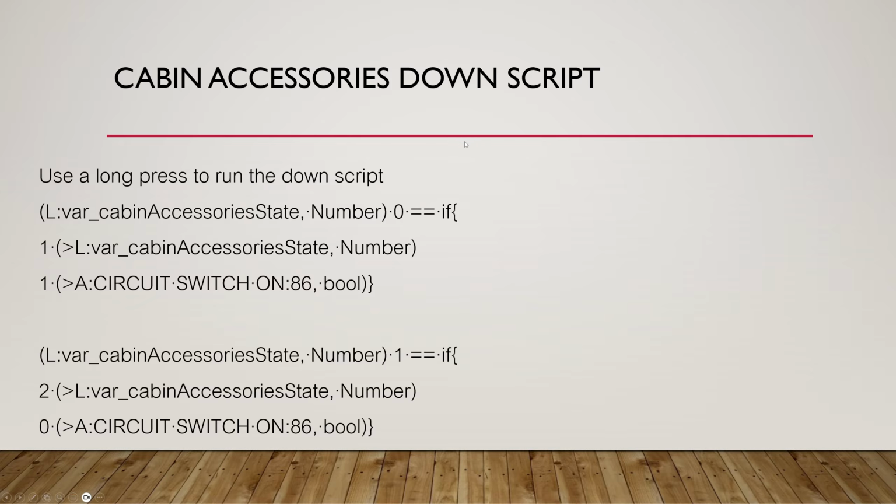The down script, if you hold that button down for the long press, is going to do the opposite. If it's at the top, move it to the middle, keep the circuit on. If it's in the middle, move it to position 2, so it goes down, and switch the circuit off. So that's what happens with the cabin accessories.